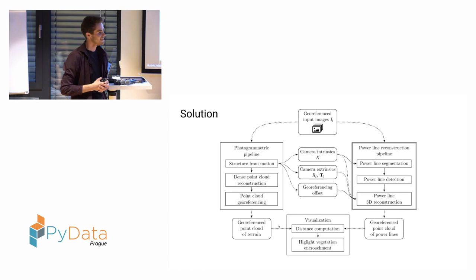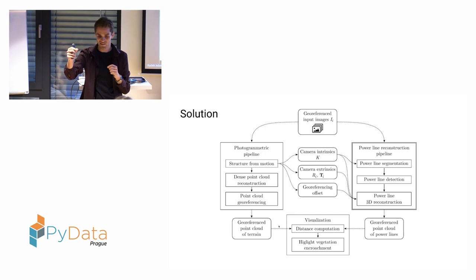Okay, enough with the introduction, now let's get technical. With this process you captured some images, so you have a group of images, and they all have GPS coordinates written into the metadata. How do you build a 3D model out of this? Or how do you actually measure distances between the wires and the trees? I already spoiled it.